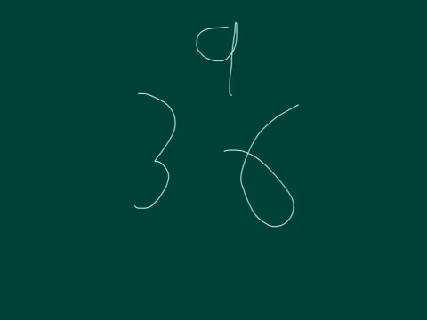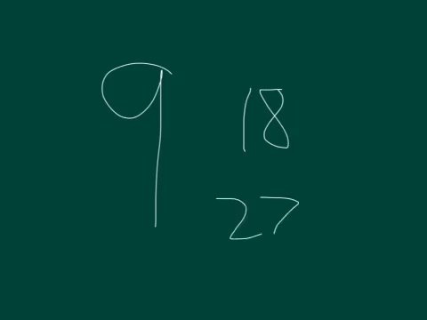If the sum of the digits in a number is divisible by 3, then the number is divisible by 3. That rule also works for 9. 18 is divisible by 9. 27 is divisible by 9. 36 is divisible by 9.